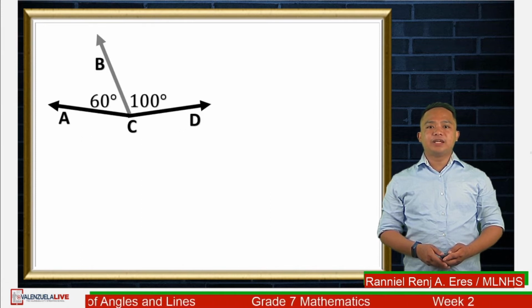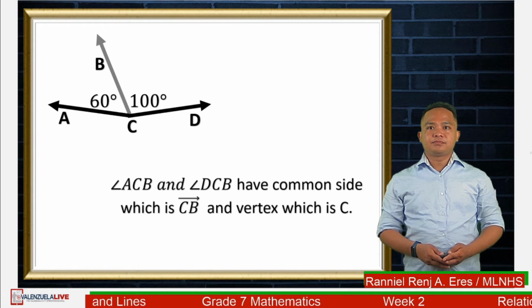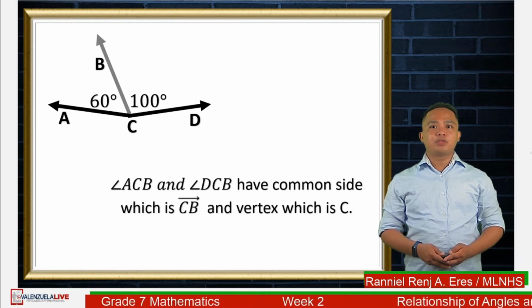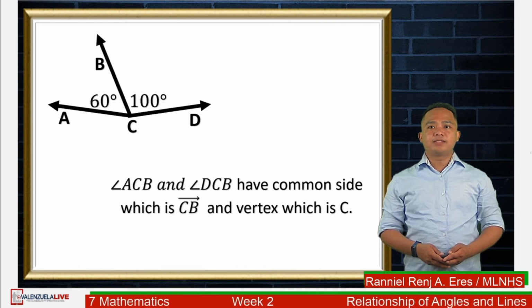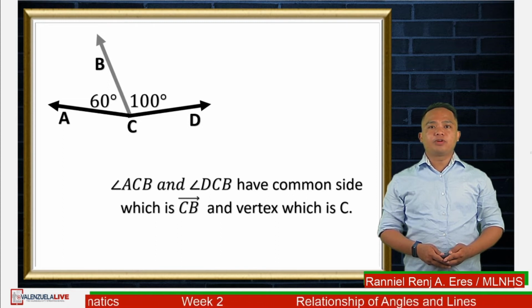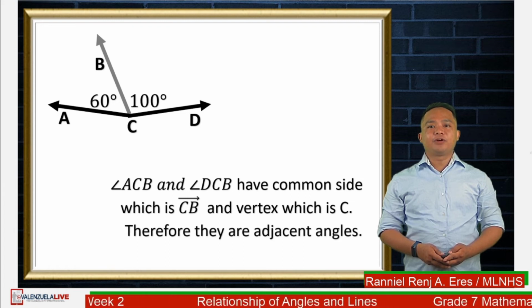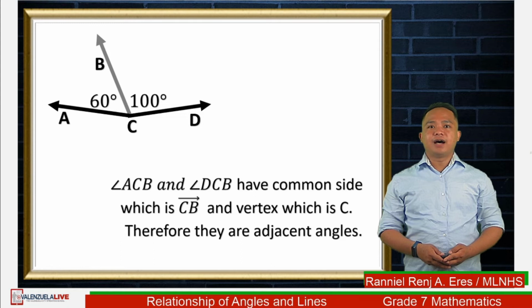Let's analyze this given example. Angle ACB and angle DCB have a common side, which is ray CB, and a common vertex, which is point C. Therefore, they are said to be adjacent angles.